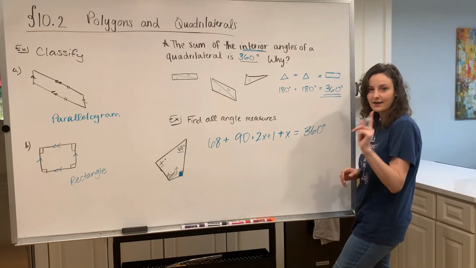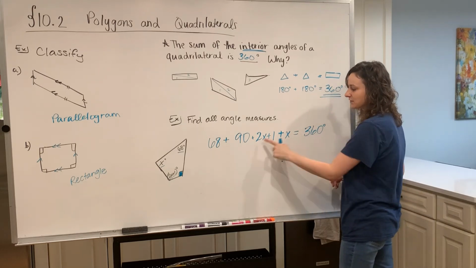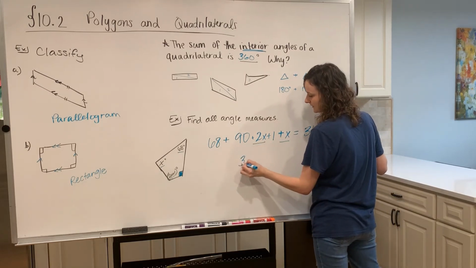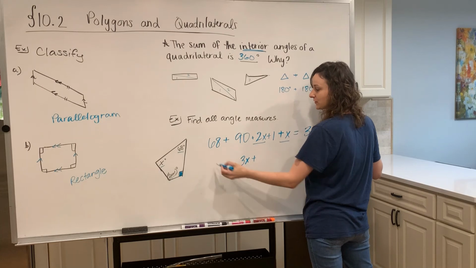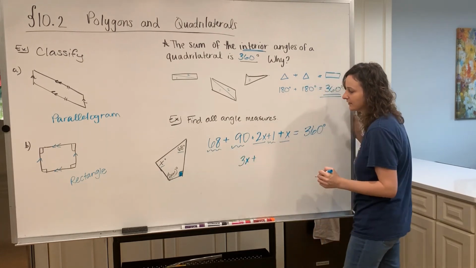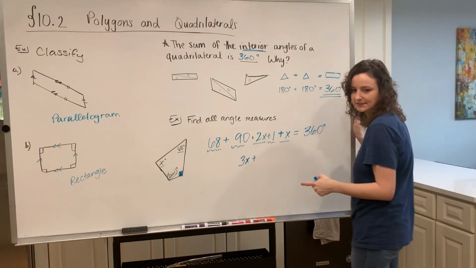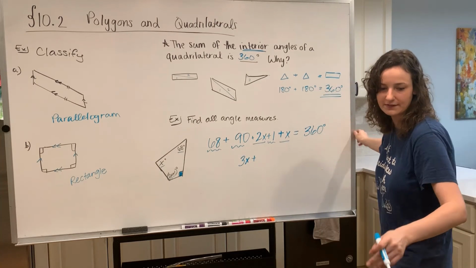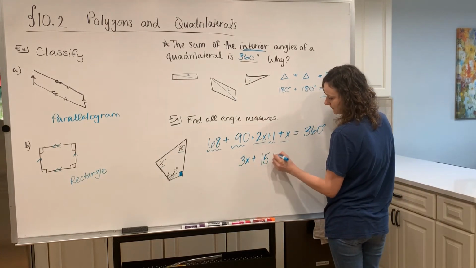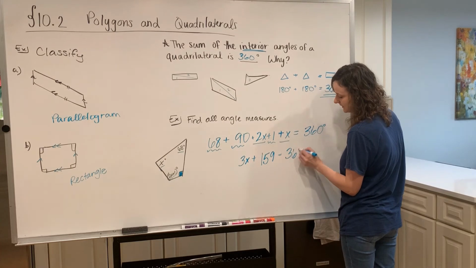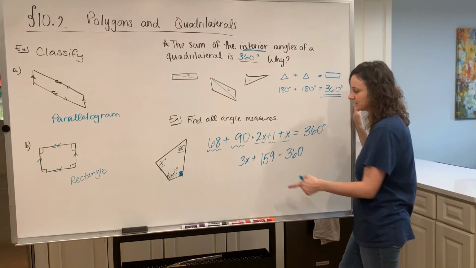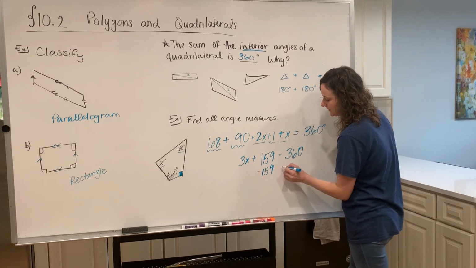So we need to start by combining our variables. So I have 2x plus x, which would leave me with 3x, plus, now combine all your numbers, 68 plus 90 plus 1. Okay, so 91 plus 68, I believe that should be a 159. Double check my math here. Yes, I am correct. 3x plus 159 is equal to 360.